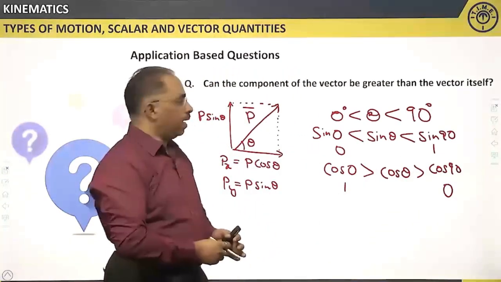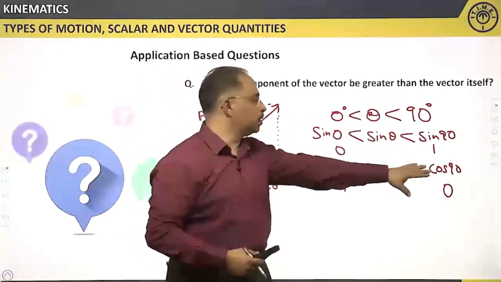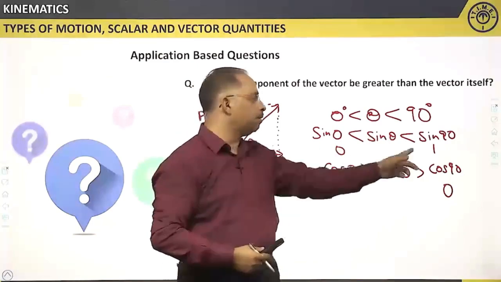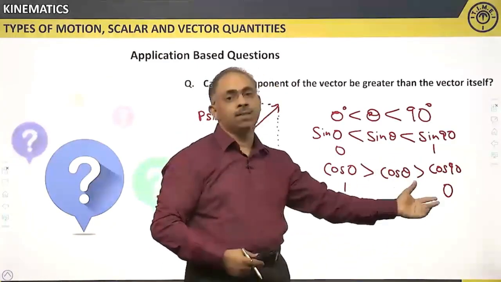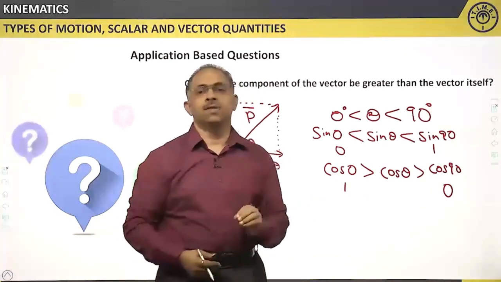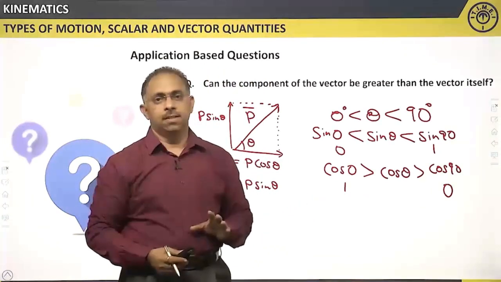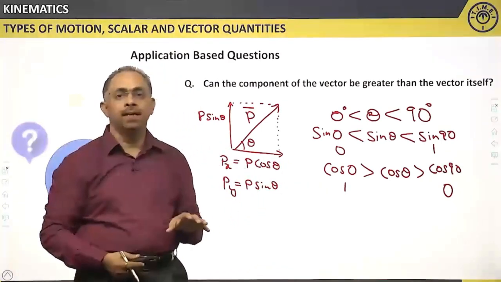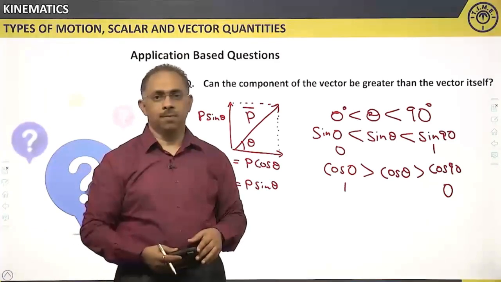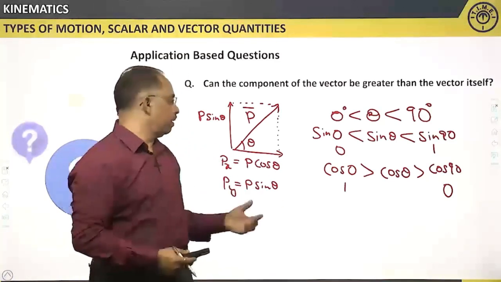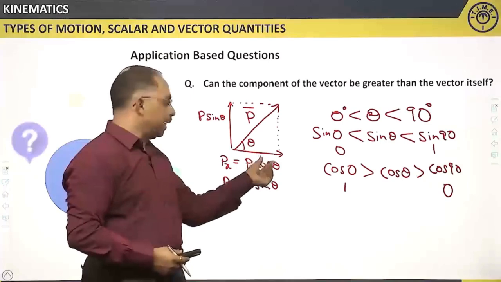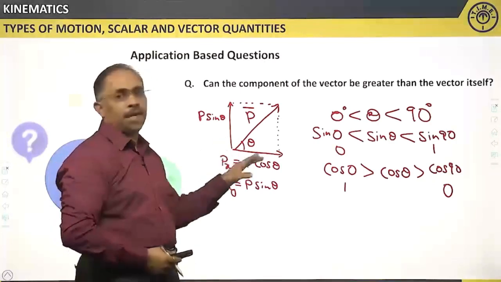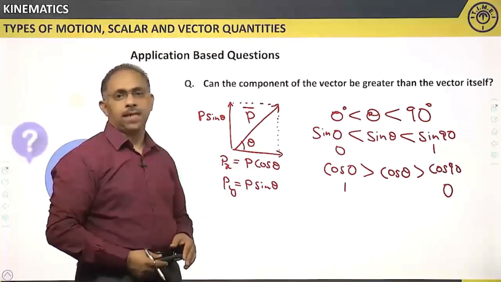Okay. I am taking any angle between 0 and 90. Sin theta lies between 0 and 1. Cos theta is also lying between 0 and 1. That means it is a fraction. So, a number multiplied with a fraction will always be less than the original number. Yes or no? So, same way here, p cos theta, when theta is lying between 0 and 90, will be less than p itself. Okay.